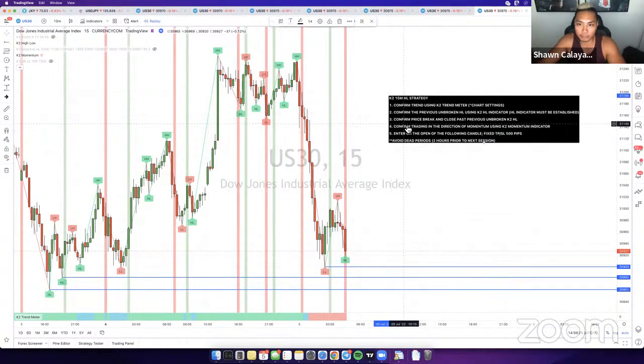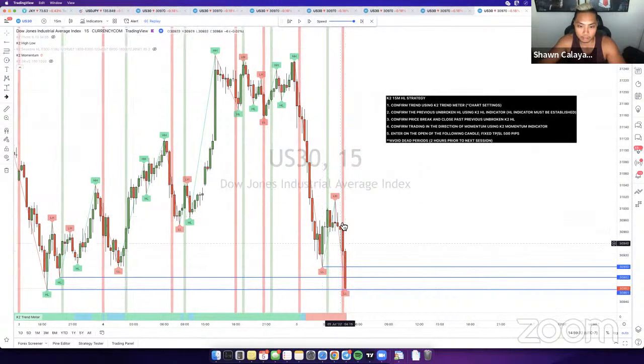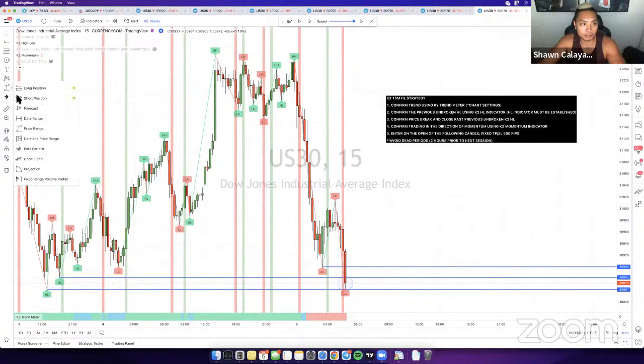For the third requirement, you want to confirm price break and close past the previous unbroken K2 high-low. So this candle right here is not going to be the entry. This right here is going to be the entry. You can see that this candle broke 2 lows. It broke this low right here and it broke this low right here, right? So we confirm the trend, it's bearish. We confirm the previous unbroken high-low, this one and this one right here. We confirm price break and close past it, which would be this candle right here. You want to confirm you're trading in the direction of momentum using the K2 momentum indicator. Right here, we have a sell momentum. And that's about it. Once you have that all set up, you enter this for a short position.